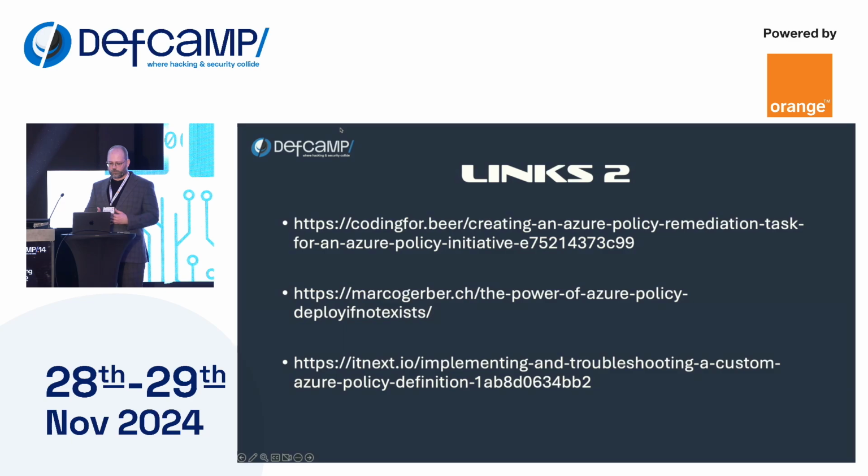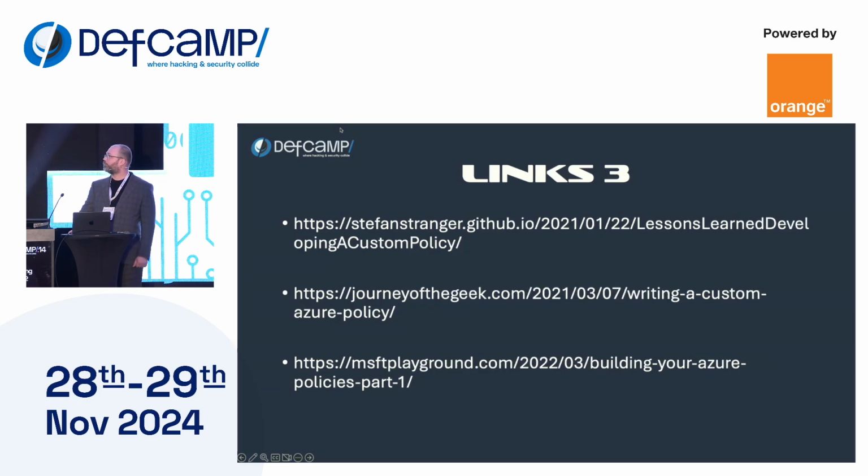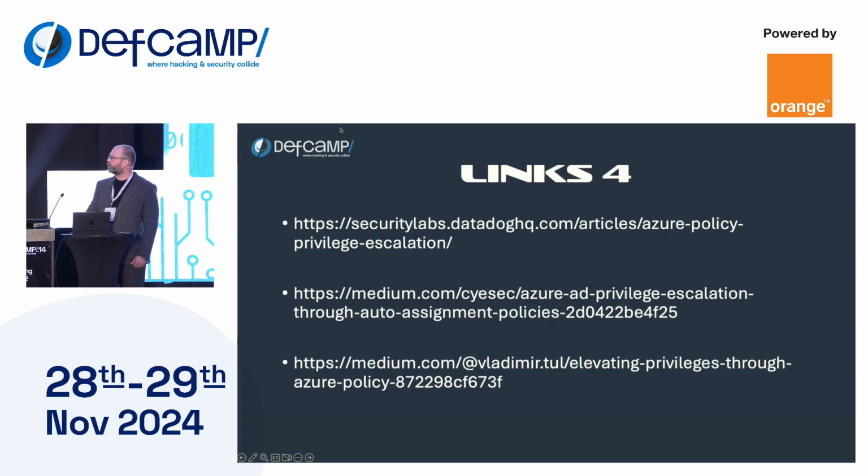The next one is how to write, and other people's experiences, to create a remediation task or a custom Azure policy that uses the deploy if not exists effect. The third one is the same. And the last one is about how some people used the Azure policy itself in different ways to do privilege escalation, so you can read about this.